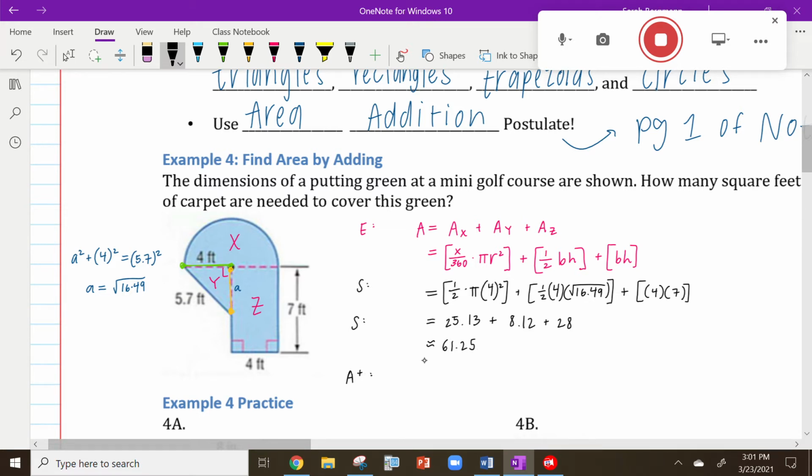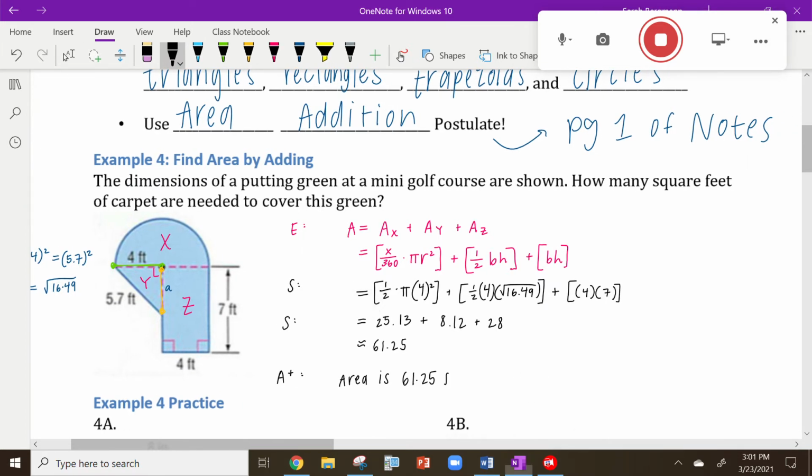So your answer with the units, the area is 61.25 feet squared. So the amount of carpet that they need to cover the putting green is 61.25 feet squared of carpet.